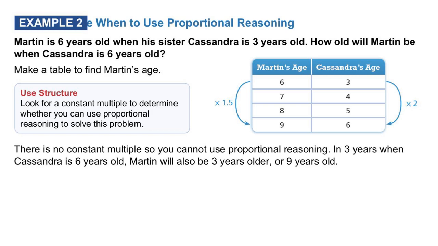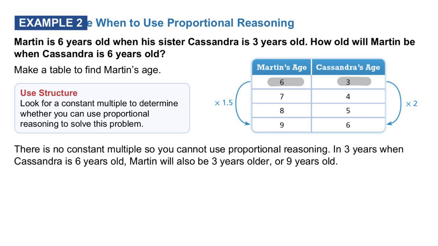All right, we have made it to the top of page 127. This is example number 2. It says Martin is 6 years old when his sister Cassandra is 3 years old. So we've got our data right here in a table. How old will Martin be when Cassandra is 6?